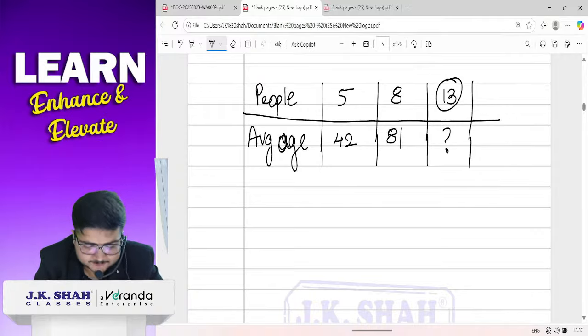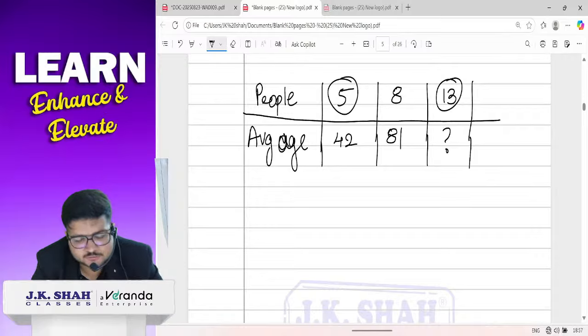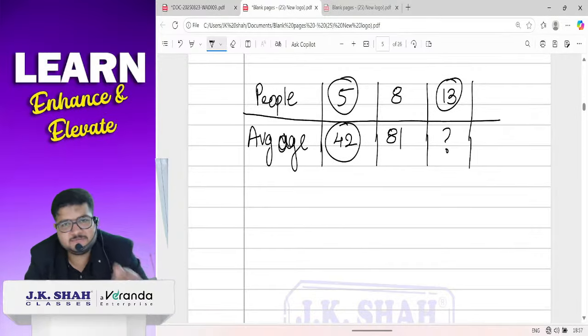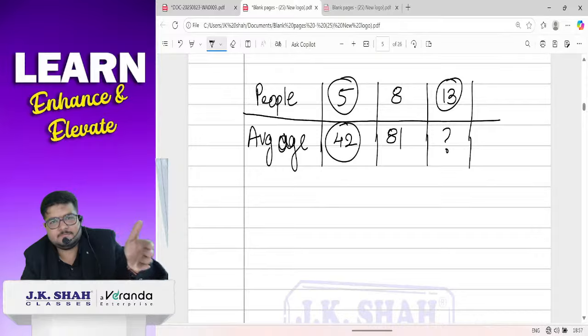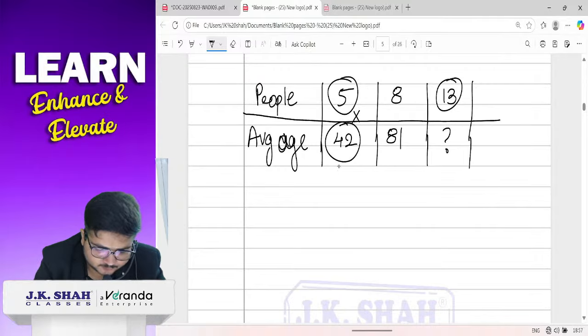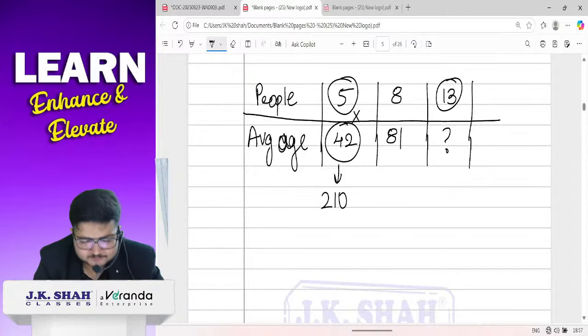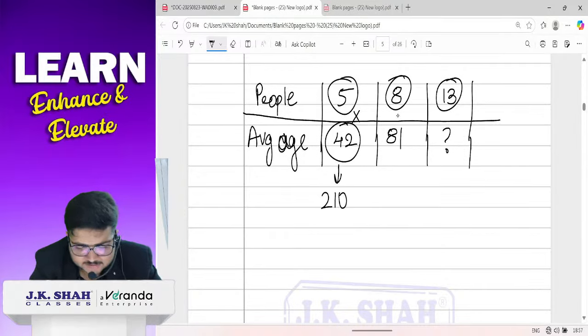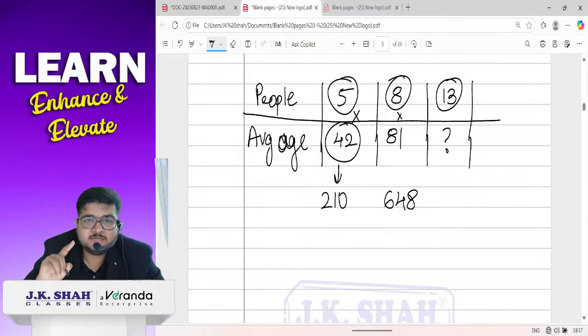Please pay attention here. There are 5 people in the first group. Average age is 42. That means we can assume that every person is 42, 42, 42, 42. Then what will be the total age of all 5 people combined? 5 into 42, that is 210. This is the combined total age of all 5 people. Similarly, we will do here. 8 into 81 will be 648. This is the 8 people's total age combined.